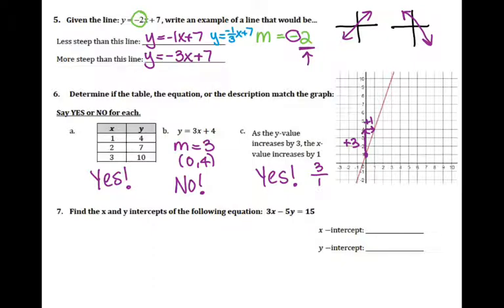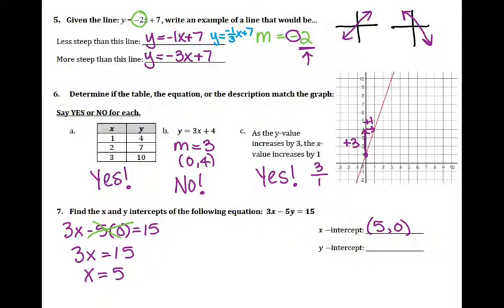Okay, x and y intercepts. So when I'm trying to find the intercepts, what I want to do is plug in 0 for the other variable. So when I'm trying to find my x-intercept, I am going to plug in 0 for y. What that does is the y portion of my equation is going to cancel itself out because that's just going to equal 0. So I have 3x equals 15, so x equals 5. Now anytime you're writing an intercept, you should always write it as an ordered pair. So my x-coordinate is 5 and my y-coordinate is 0.